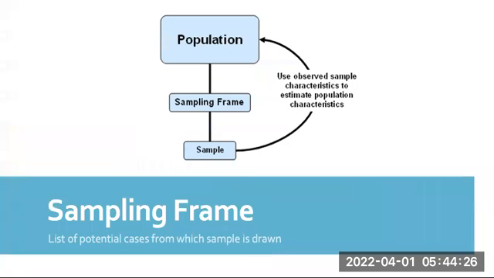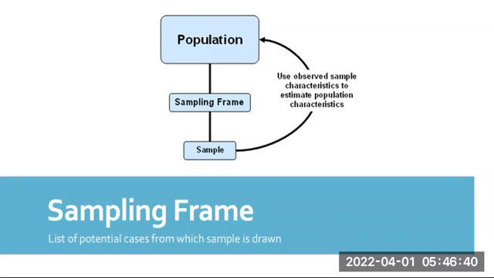So sampling frame. Here, the population may be defined, for example, as all current BSW and MSW students at New Mexico State University. And the sampling frame is a list of all potential cases from which the sample is drawn. So in this case, it's a complete list of all items in my population. So it's a complete list of everyone that I want to study.